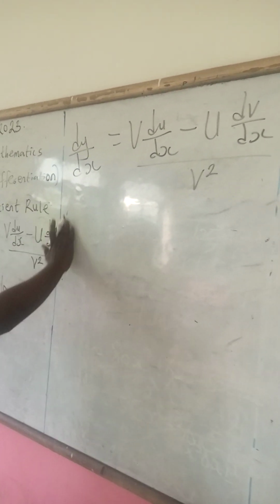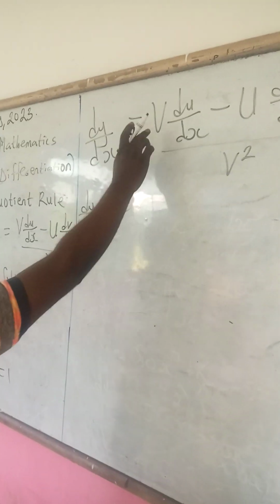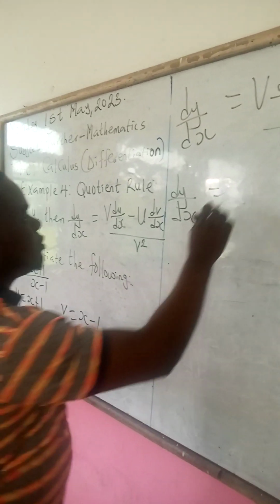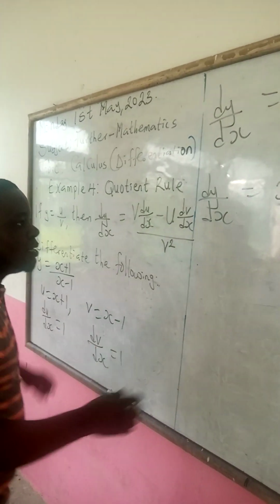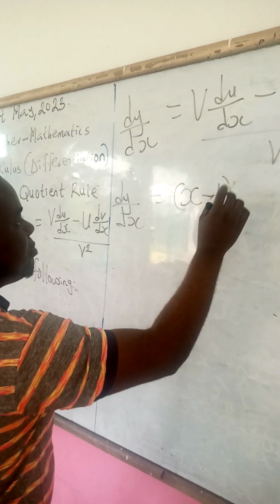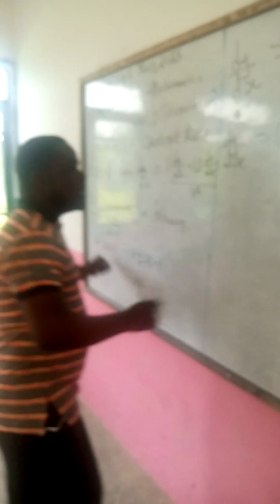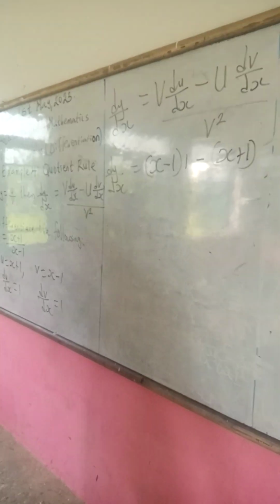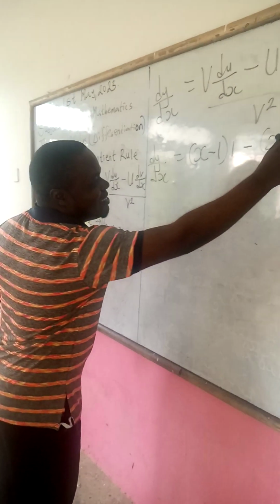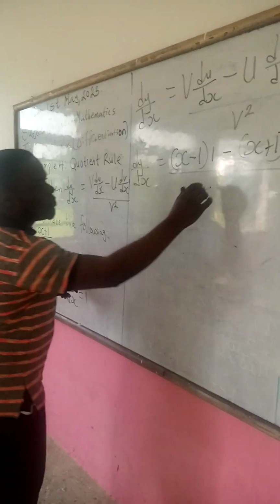So let's apply this formula. Our dy/dx becomes, what's our v? v is x minus 1. And what's our du/dx? The du/dx is 1, as you can see. So you can put this one in brackets and let your 1 be here. Minus what's here? x plus 1. And what's our dv/dx? dv/dx is also 1. So you bring it here. Then what's our v? x minus 1 squared.